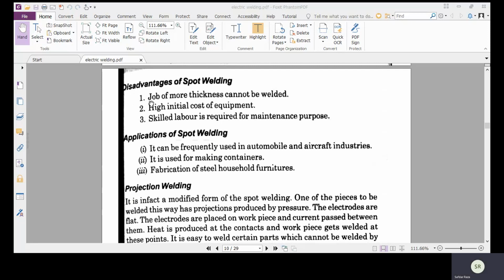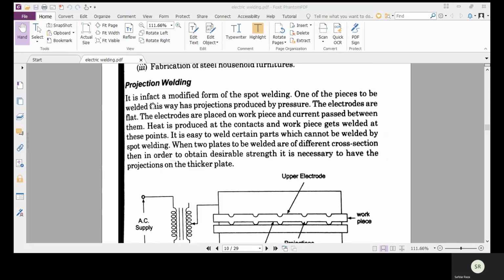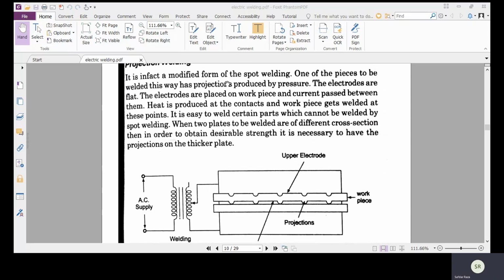Now we will move towards projection welding. It is in fact a modified form of spot welding. As we saw previously, in spot welding we put the spot weld at one point, then we move the sheet from one point to another point, and then we again do the spot welding. But here we can do the spot welding in the same way, but at multiple places at one time. One of the pieces to be welded this way has projections produced by pressure.